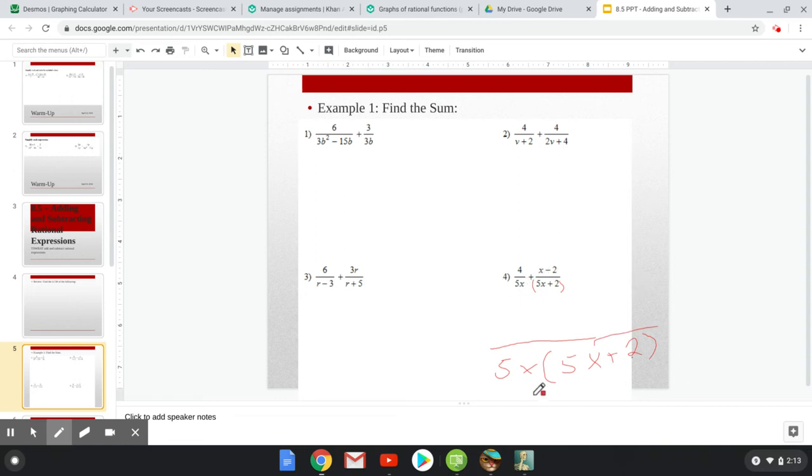So that if I divide this by 5x, I would have 5x plus 2. If I divided this by 5x plus 2, I'd have 5x. They both divide evenly into the denominator, which is the point of a common denominator, right? That's what we learned back in grade school. We were learning how to find common denominators for fractions. So now I have my common denominator.